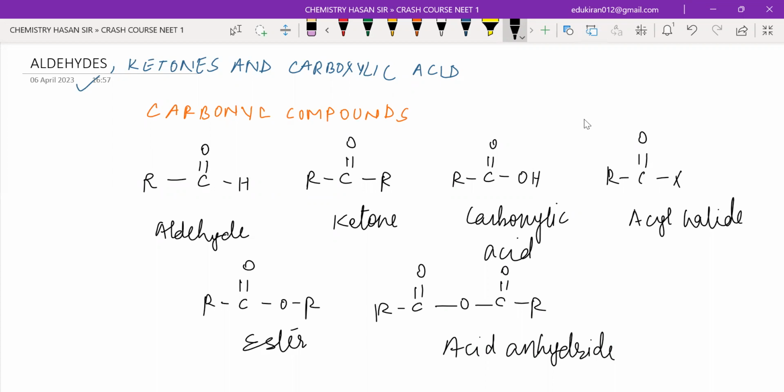Mamuna, Hanifa, and Alan. You are all aware of these functional groups.